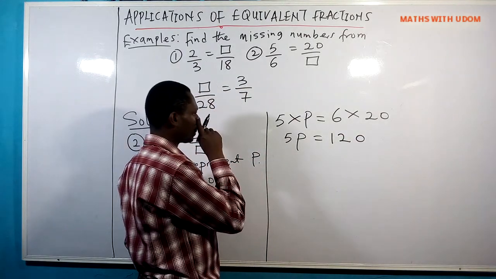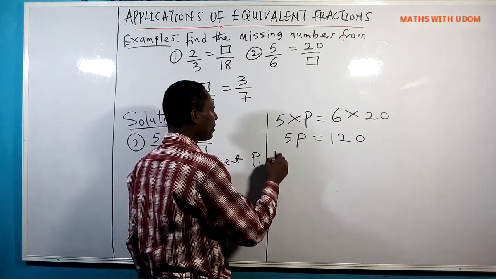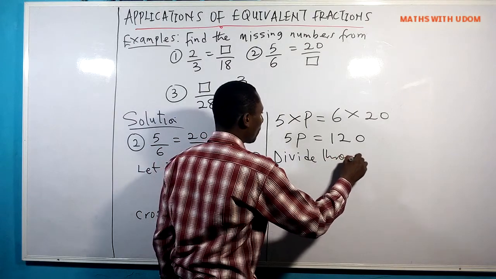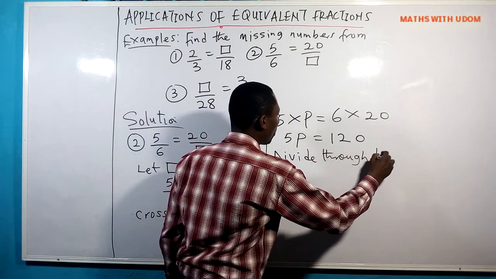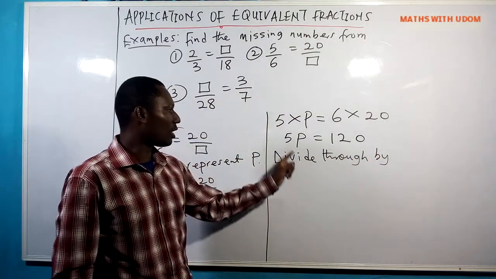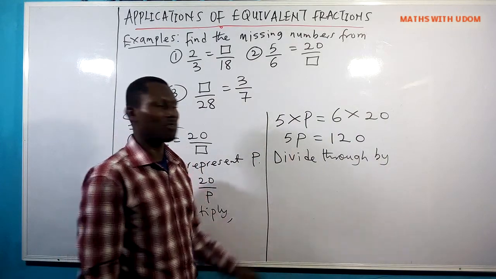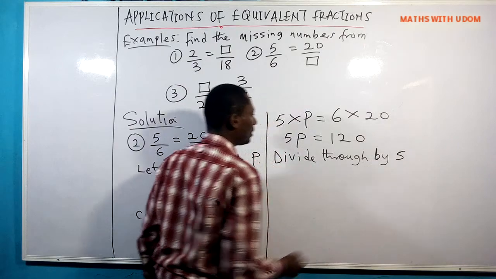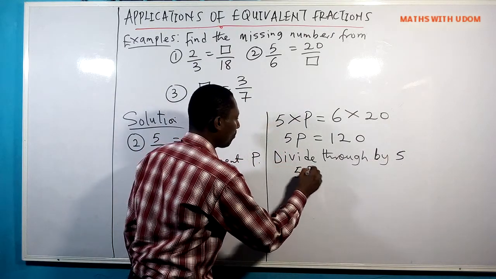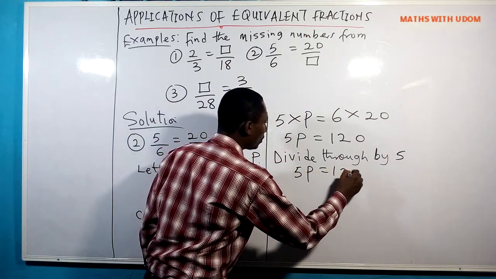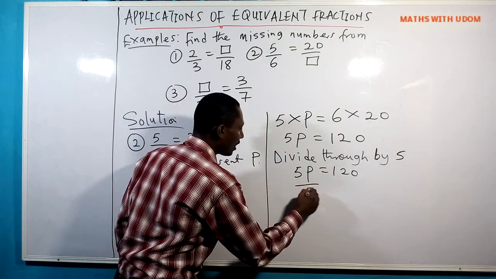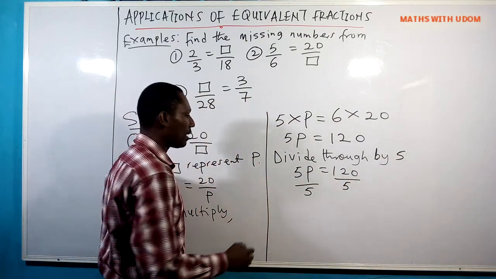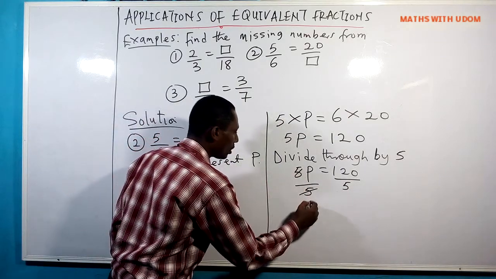Okay, so from here I will divide through by what? By the coefficient of P, which is 5. So if you do that, you will get 5P equals to what? 120. Left hand side divided by 5, right hand side divided by 5. So 5 cancels 5. So what do you have?